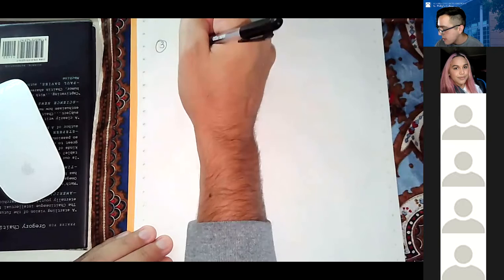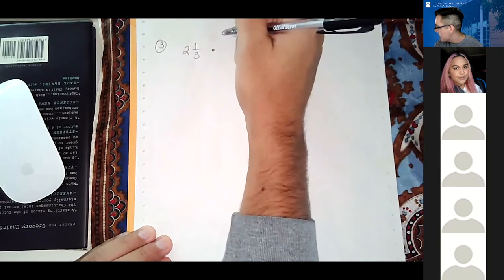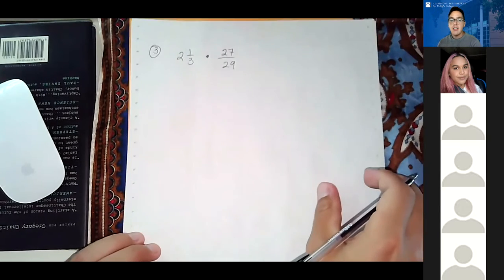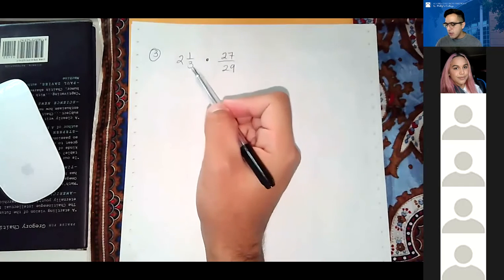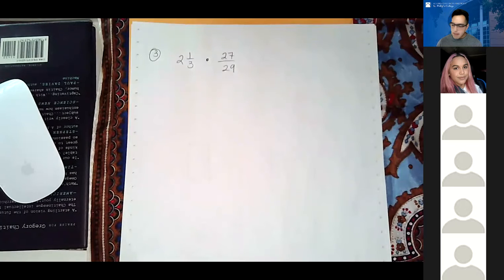Let's do 2 1/3 times 27 over 29. Well, this is sort of a pain because we have a mixed number here. We need to convert that to an improper fraction before we can actually get started. We want to start with everything being fractions, not mixed numbers, okay? So can anybody tell me what this is going to be once we convert it to an improper fraction? 7 over 3.